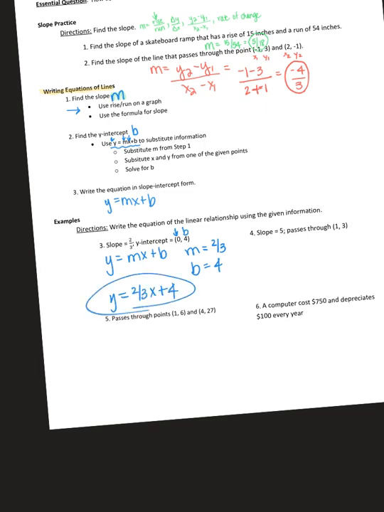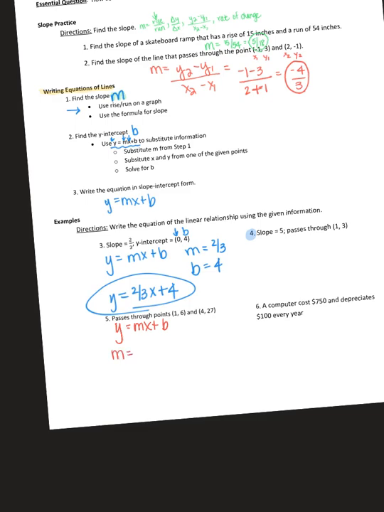And there's the equation of our line. When it comes to number 4, I would like you to do that one on your own. But maybe you want to watch number 5 first to know how to do it. So in number 5, we have a line that passes through the points (1, 6) and (4, 27). So again, we need y equals mx plus b, and we're trying to find the slope and the y-intercept.